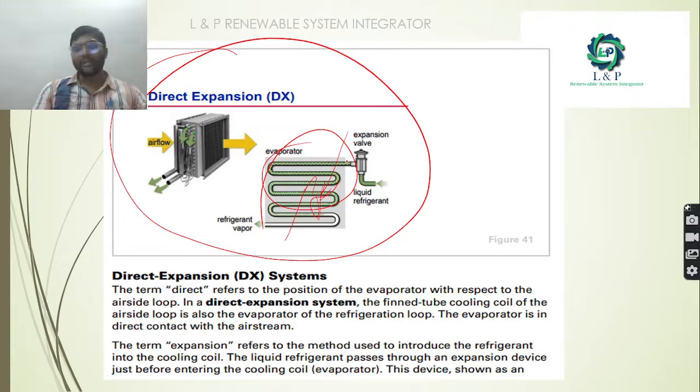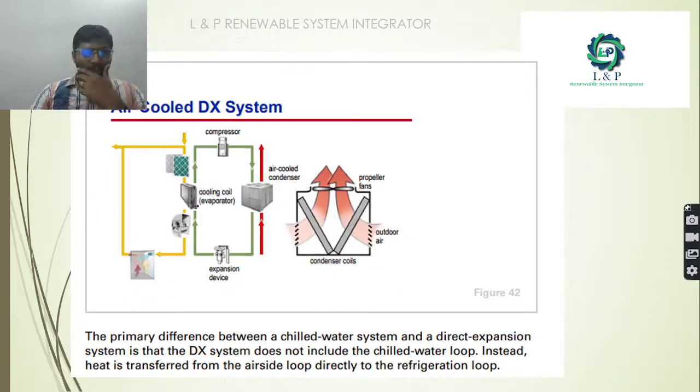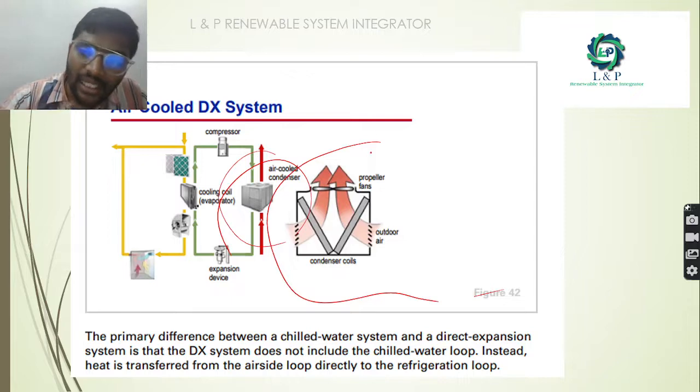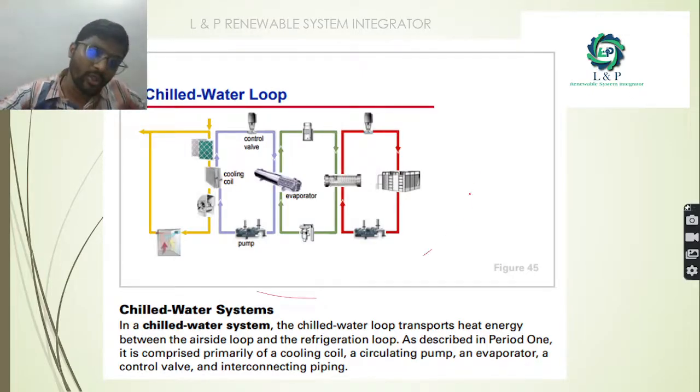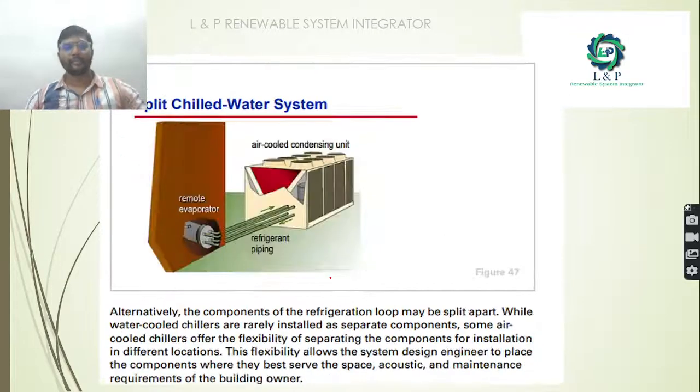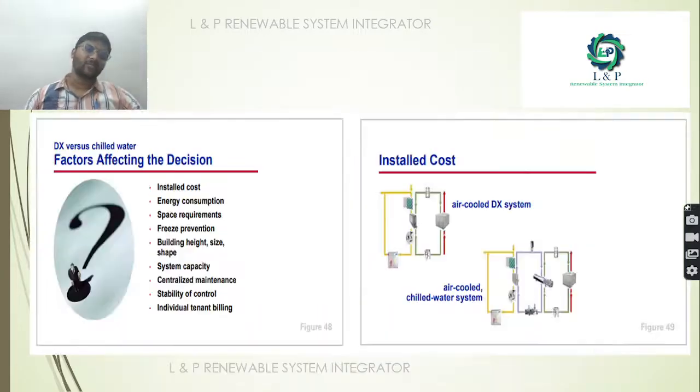When liquid refrigerant passes through the expansion valve just before entering the cooling coil, the temperature is reduced, a major temperature change happening. As we said earlier, if we do the air cooled DX system with the help of an air cooled condenser, this is the operation which will be happening inside it. When we are going for a normal chilled water loop, all these things should be there. And if you want remote evaporators, you can design that if you have any such requirement, that is a split chilled water system.